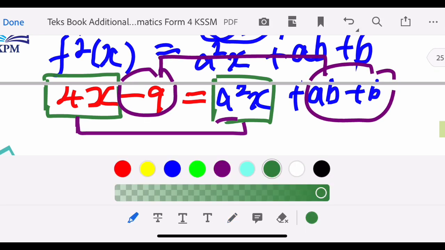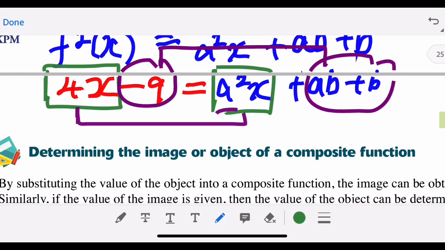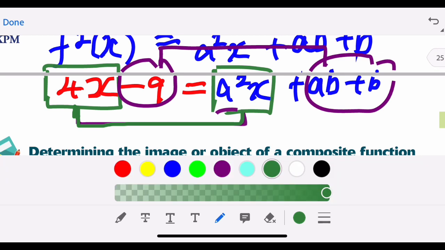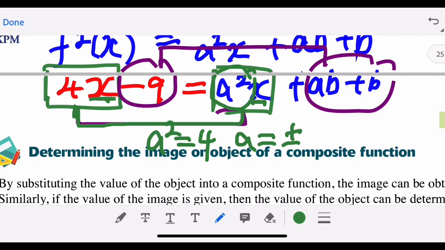Okay, so this one is like this. So we just observe carefully. The coefficient of x, the a square here should be equal to 4, right? That means a should have positive and negative 2 when you square root the 4.